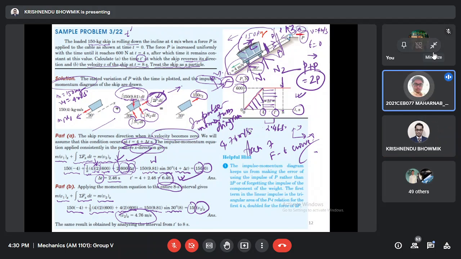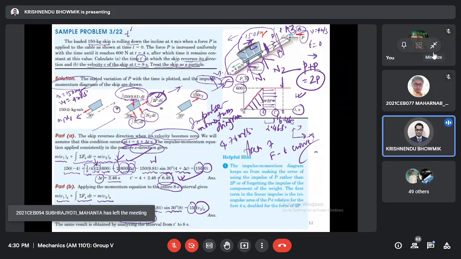Sir, can you repeat the last part? Yes. So initially we got delta t was 2.46 second. Then t prime will be 4 plus 2.46 equal to 6.46. So we got here, this is 6.46. Now it is told, try what will be the velocity of the skip at t equal to 8 second.